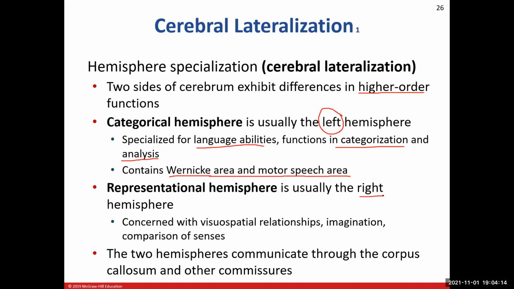I think of that as more of the artistic or musical creative person. Visual spatial relationships, imagination. And when you're comparing senses to one another, we're going to see that in the representational hemisphere. But the nice thing is because we have these commissural fibers, the corpus callosum, the anterior and posterior commissures, these two hemispheres can communicate with one another. So it doesn't really matter if your representational hemisphere is the left or the right. Those commissural fibers can communicate either way.